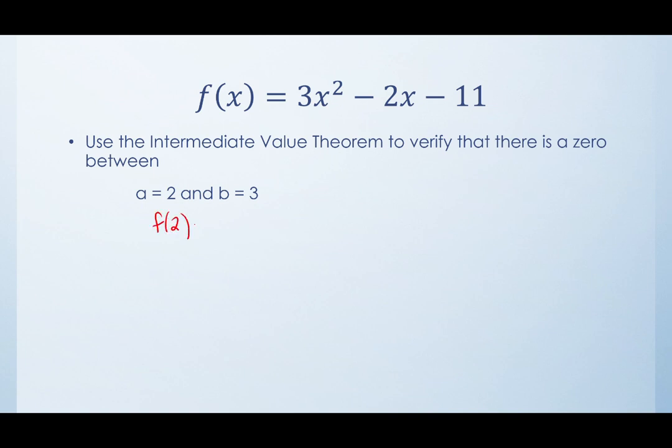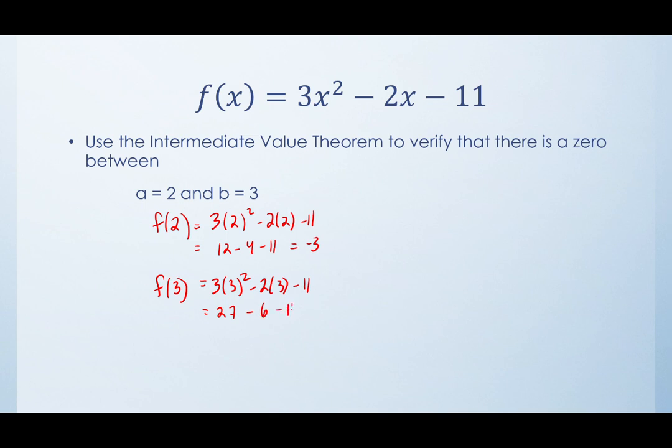So f of 2, what is that? 3 times 2 squared minus 2 times 2 minus 11. That is 12, right? 3 times 4 minus 11, which will be negative 3. And f of 3 is going to be 3 times 3 squared minus 2 times 3 minus 11. So that's going to be 3 times 9, which is 27, right? Minus 6 minus 11, that will be 10. So we can look at that and say, well, the function goes from negative 3 to positive 10. It's got to cross through 0, right?